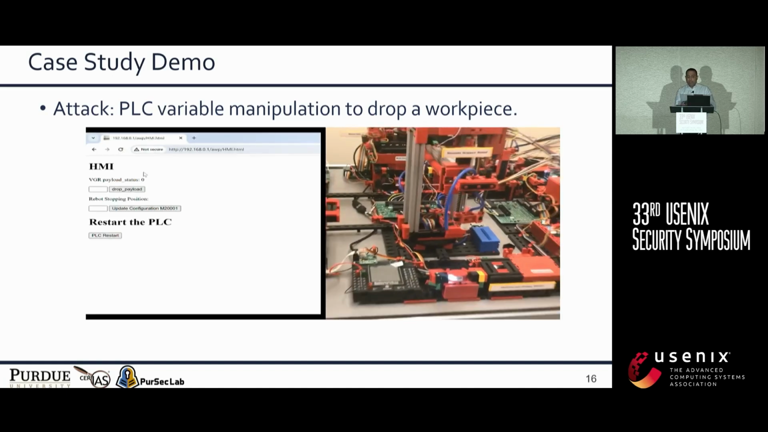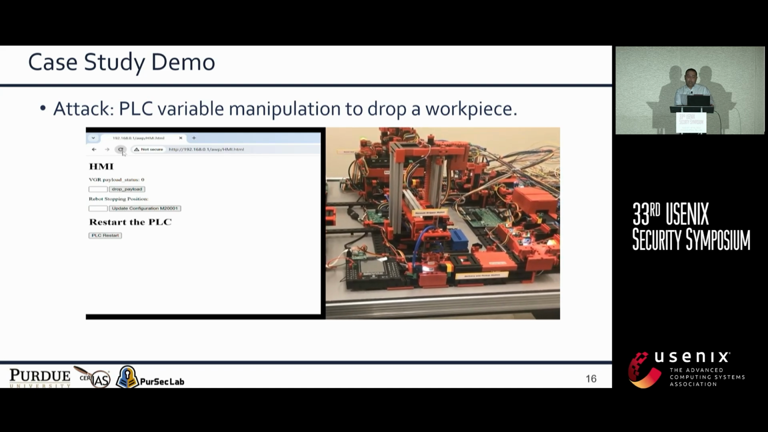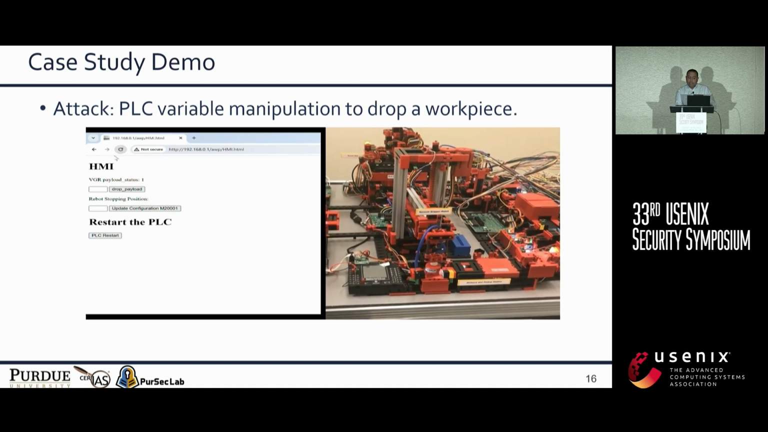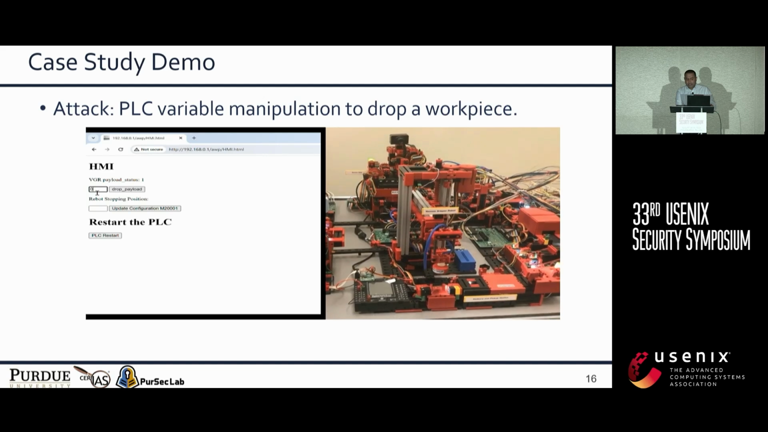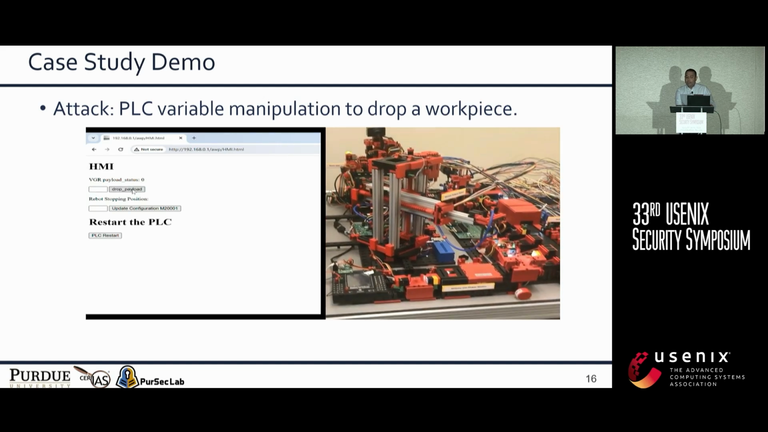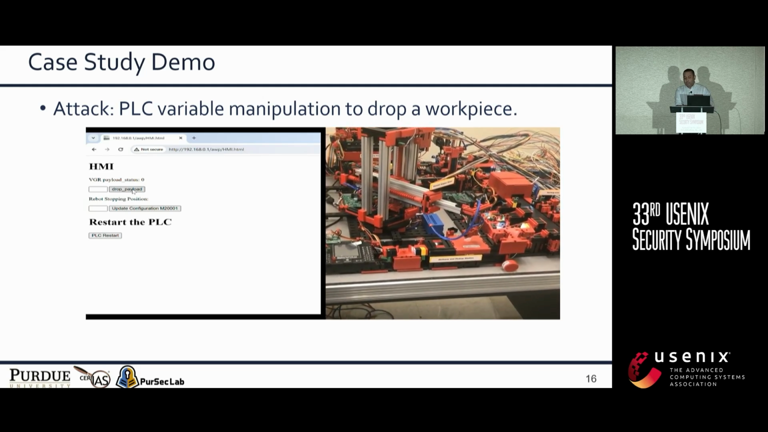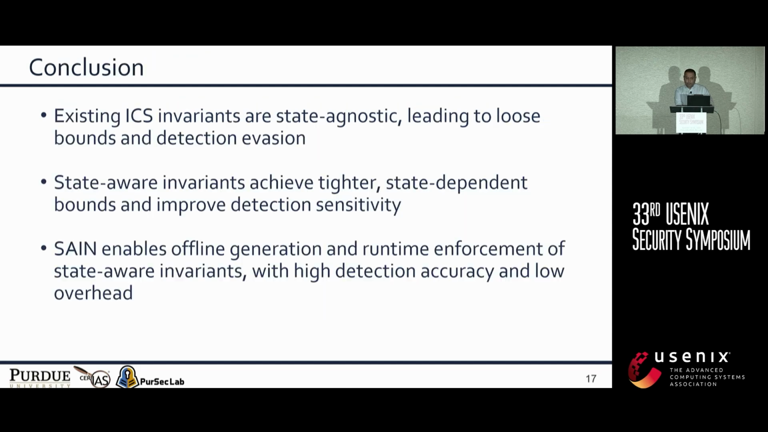So the attacker's objective is to manipulate a variable with a benign value. He continually monitors the plant states on the HMI, and once it reaches a certain state, he manipulates the variable with a benign value that causes a collision on the plant. SAIN detects this attack using its state-aware invariants.